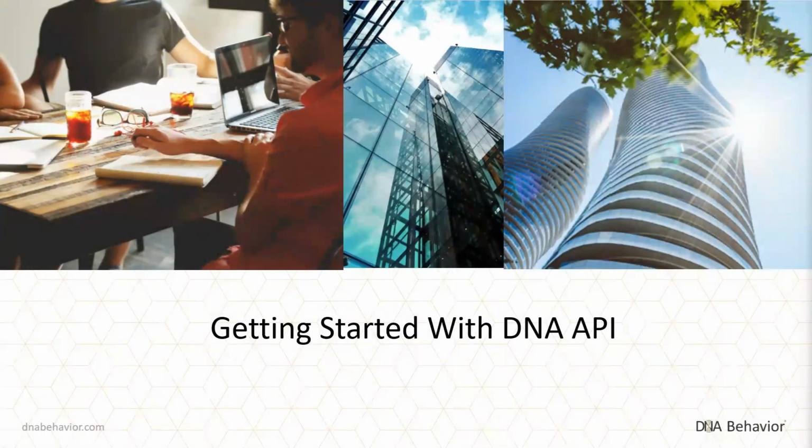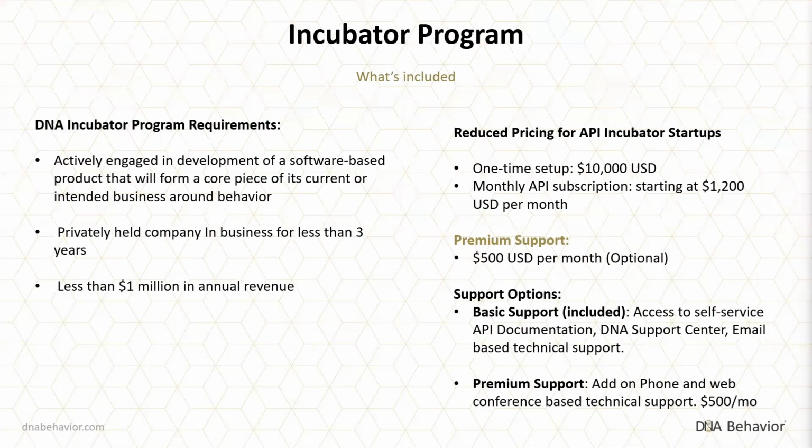Now we want to get started with the DNA API. The most common way that this happens is through the incubator program. To be involved in the incubator program, you are required to have actively engaged in development of a software-based product that will form the core of your intended business purpose around behavior. You will be a privately held company in business for less than 3 years and at less than $1 million in annual revenue. If you don't meet these qualifications and you're still excited about using the DNA API, you can contact us at inquiries@dnabehavior.com, and one of our sales agents would be happy to speak with you about getting into one of our more advanced programs.